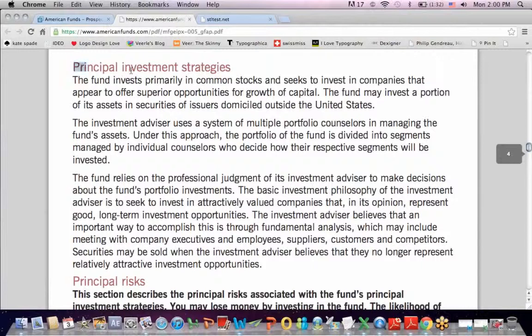Again, back to investment strategy. Invest primarily in common stocks. They can invest a portion of their stocks outside the U.S. We saw that in the Morningstar information.